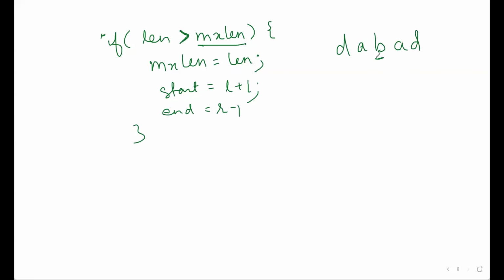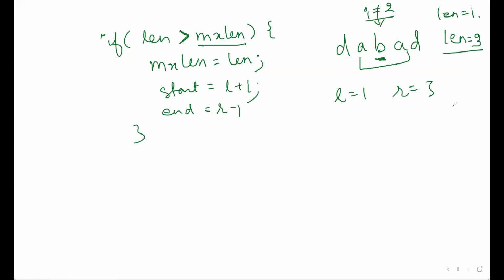Here, suppose this is my midpoint. I is index 2. So L is at index 1, R is at index 3. So I compare, and length is 1. I compare these two characters, they are equal. So my length is getting modified to 3. I got two characters, so 1 plus 2 is 3. After that, I'm updating L to 0 and R to 4. These two are again equal, so again my length is modified, it became 5.